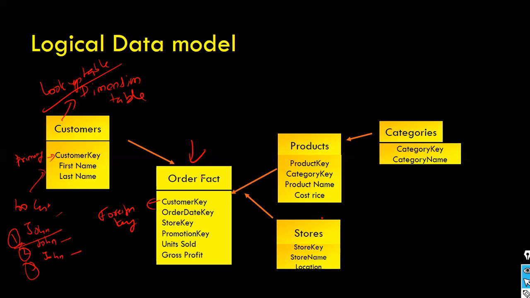Okay, this is the order fact. Look at the name, there is a fact table. This kind of fact table is also called a transaction table. This transaction table will hold each and every transaction made by the customer.